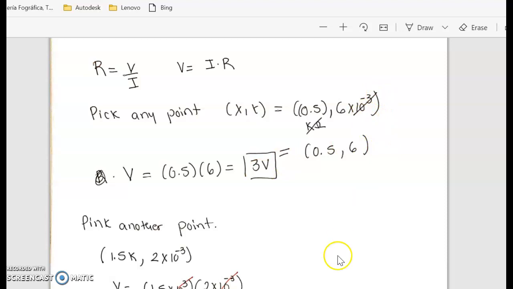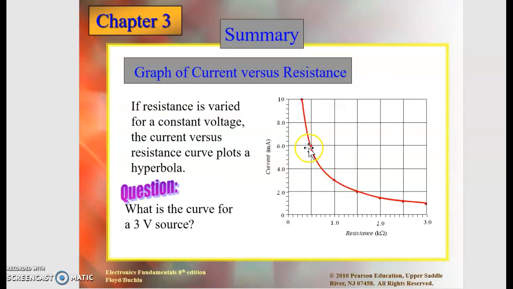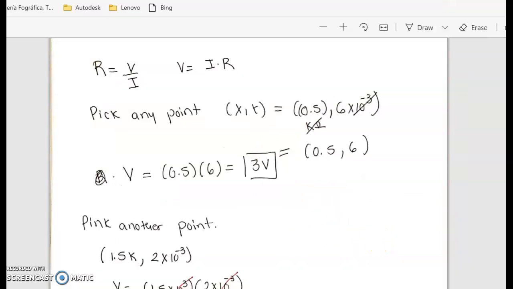So if I choose this point, for example, where I have current to be 6 and resistance to be 2, be mindful of the units. I have kilo and I have milli right here. So if I go here, I have 0.5 kilo ohms for my resistance, and I have 6 times 10 to the negative 3 for my current. So the kilo and the milli cancel, so I get 3 volts.